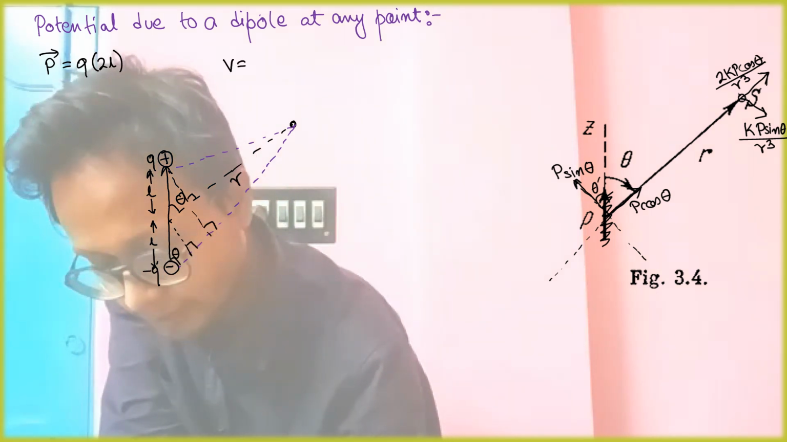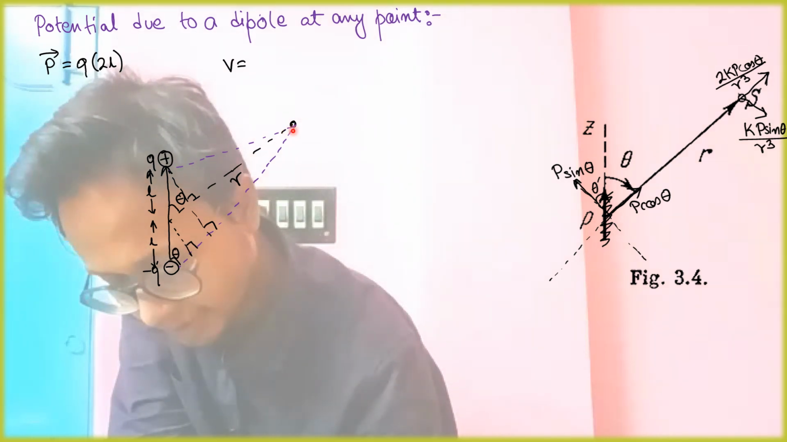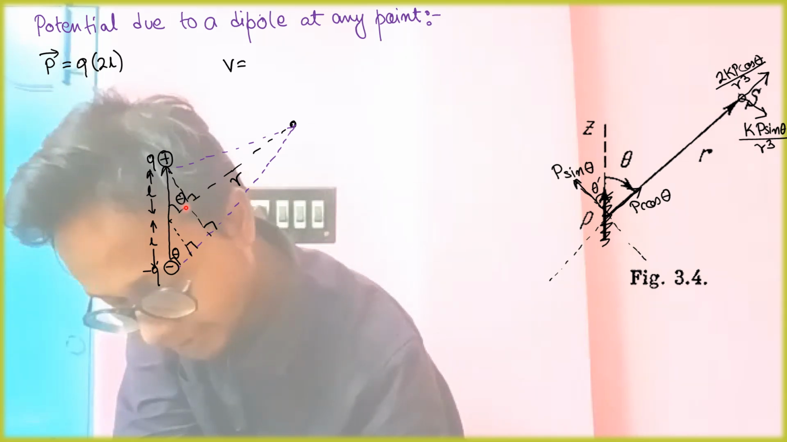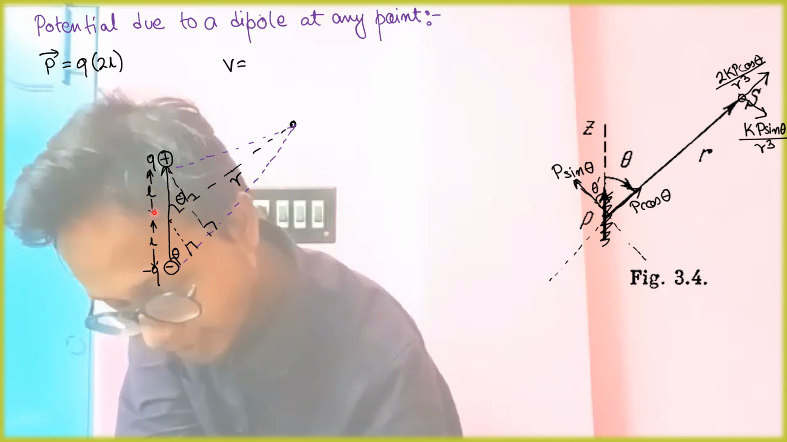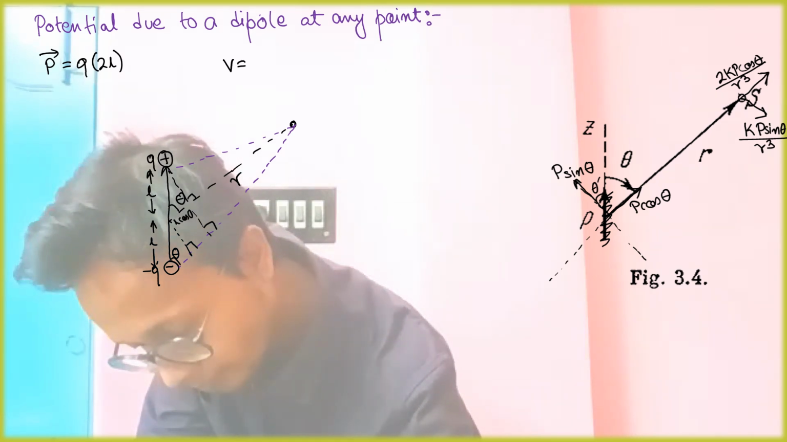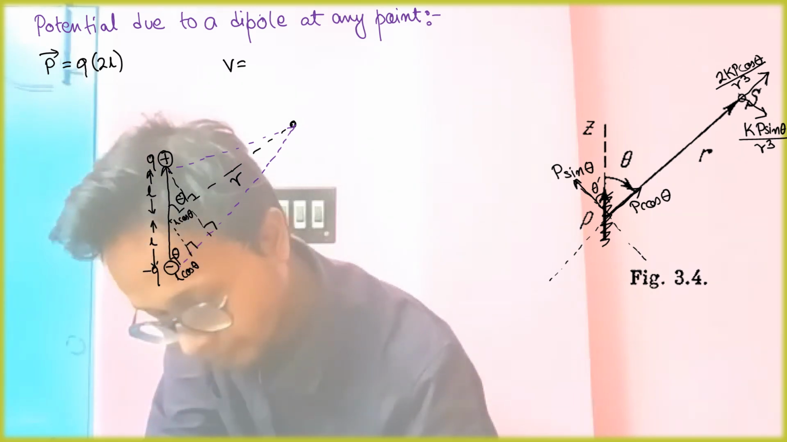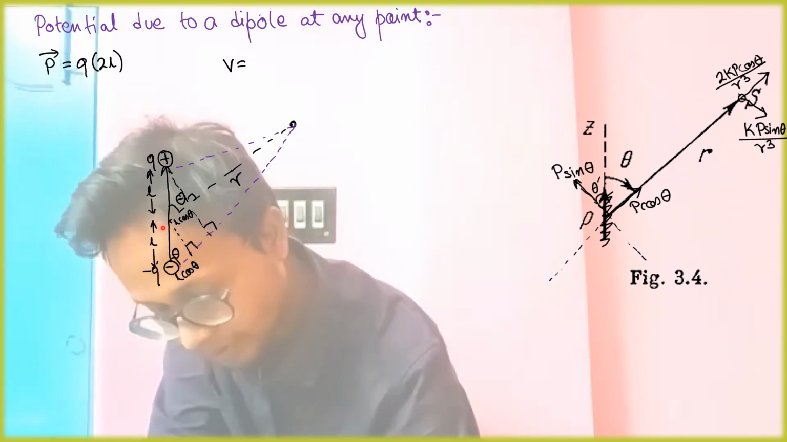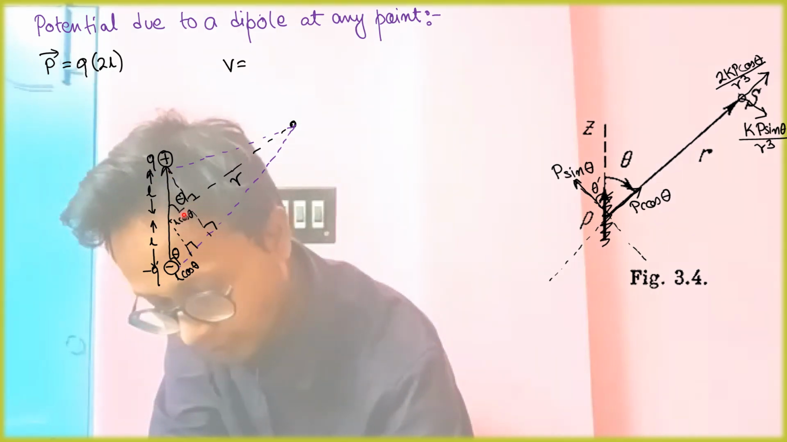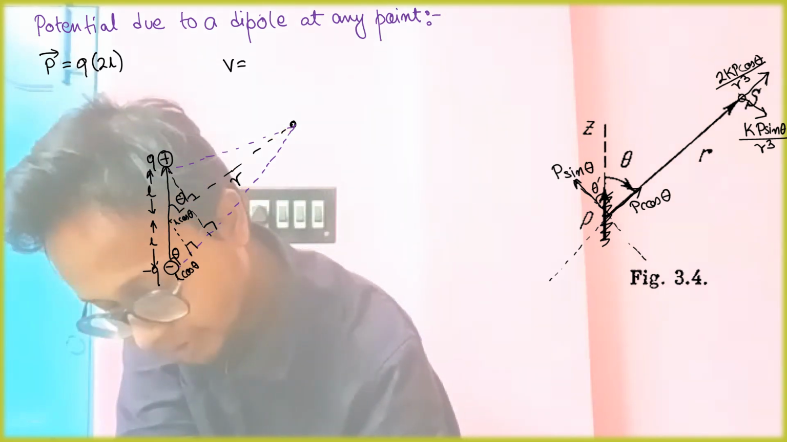Potential due to this charge is equal to kq by this distance. Now what is this distance? R minus this much distance, and this much distance is nothing but L cos theta. So this is L cos theta, and this much distance is also L cos theta. So this distance would be nothing but R minus L cos theta.